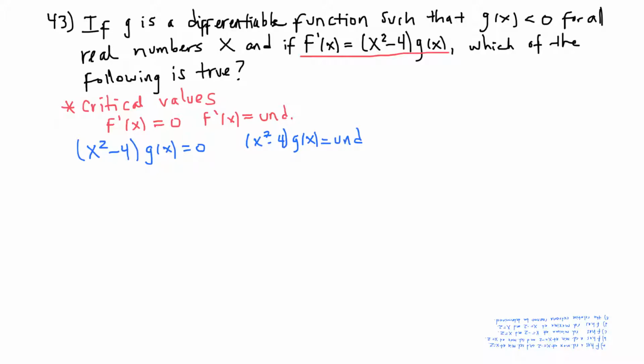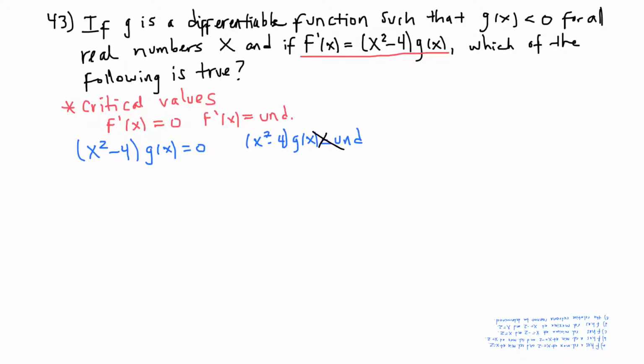Let's talk about the undefined case. X squared minus 4 is a quadratic. G of x, we don't know much about g of x, but they didn't really give us any information about it, so there's no reason to believe that this will ever be undefined. Or they would have mentioned something special about g of x. And so we're going to say this won't happen. We don't have to worry about those. No critical values will come out of it.